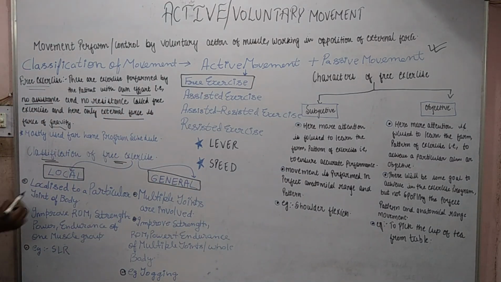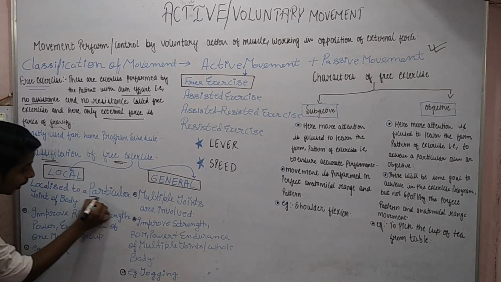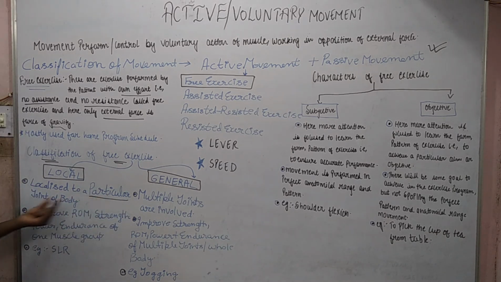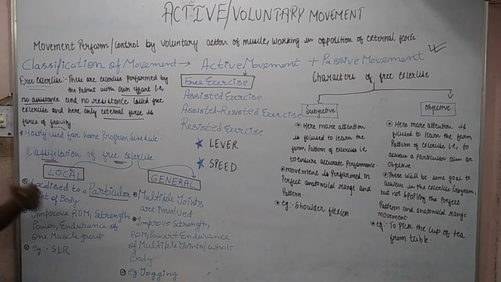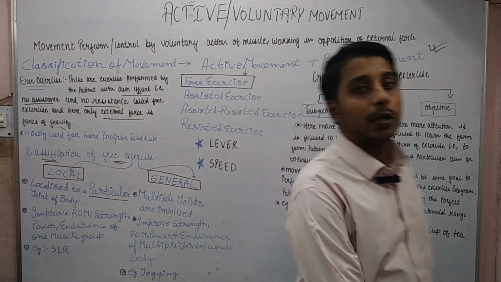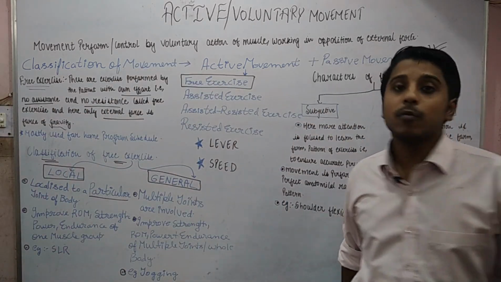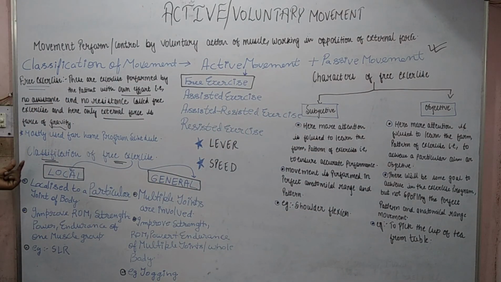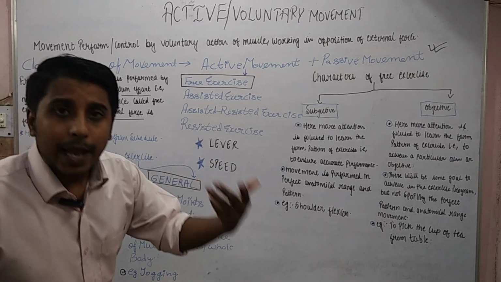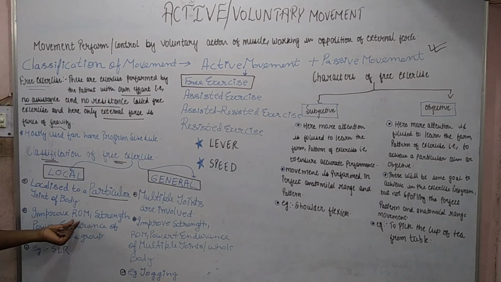So what have I written? They are localized to a particular joint. This word is important: they are localized to a particular joint of the body. Here you can see multiple joints are involved. When you walk, your hip joint, your shoulder joint, and there is also some trunk movement. Multiple joints are involved, but in local, only a single joint is involved. They improve the range of motion, strength, power, and endurance of one muscle group. Simple.